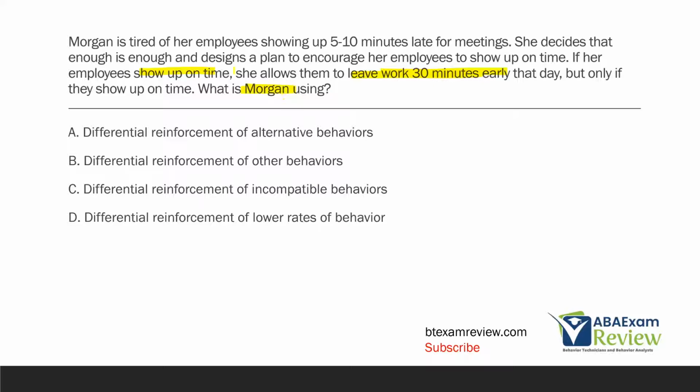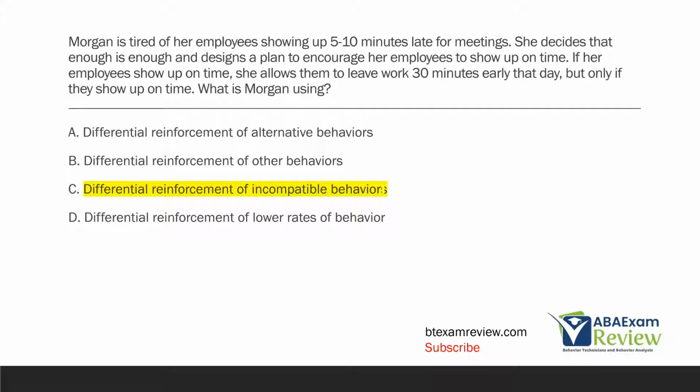So what is Morgan replacing? Well, Morgan is replacing her employees showing up late. So you have to ask yourself, can the employees show up on time, which is the new behavior, and show up late, which is the old behavior, at the same time? Well, of course not. Those behaviors are incompatible. So the only difference between A, the differential reinforcement of alternative behaviors, and C, differential reinforcement of incompatible behaviors, is the replacement behavior. If that replacement behavior is incompatible with the behavior that you're trying to change, it's going to be a DRI because it's a differential reinforcement of incompatible behaviors, which is the case here.